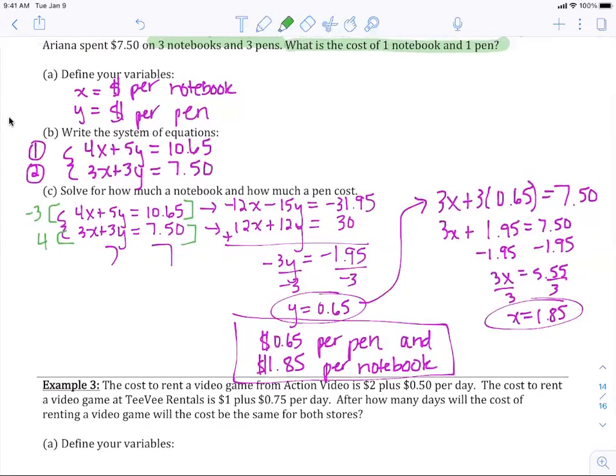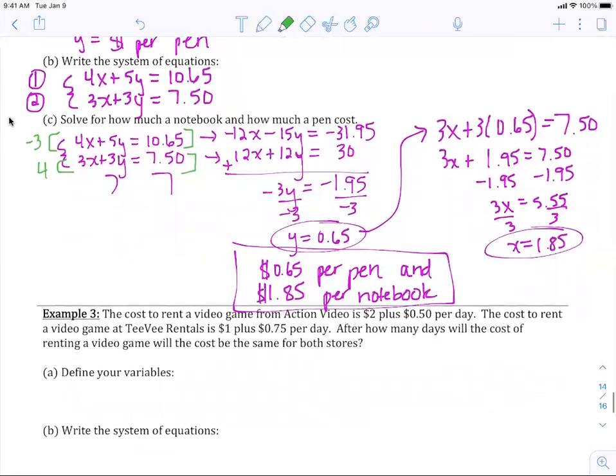To solve, you can choose either elimination or substitution for this. I love elimination, and it's especially nice when you don't have a 1 in front of any of your variables. A 1 in front of a variable is usually a hint that substitution is a little bit nicer, but I like elimination whenever there's a number in front of every variable.